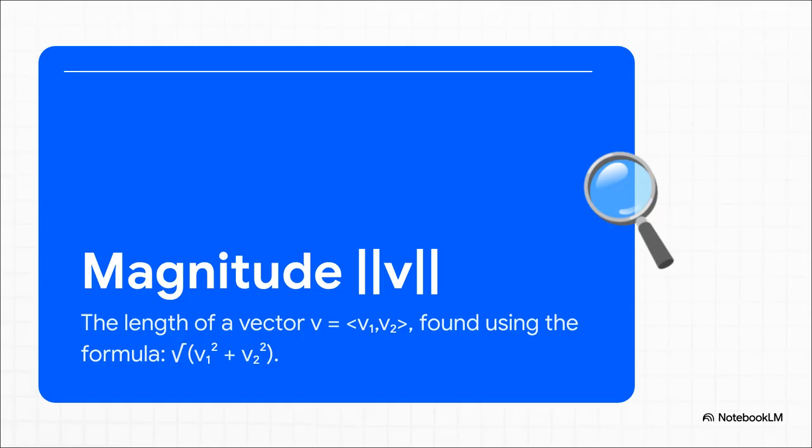So that little aha moment we just had, well, there's a name for it, the Pythagorean theorem. And that's exactly what gives us the formula for any vector's magnitude. You just square the first component, square the second component, add them together, and take the square root. And that symbol, those double bars around the v, that's just the official way we write the magnitude of v.